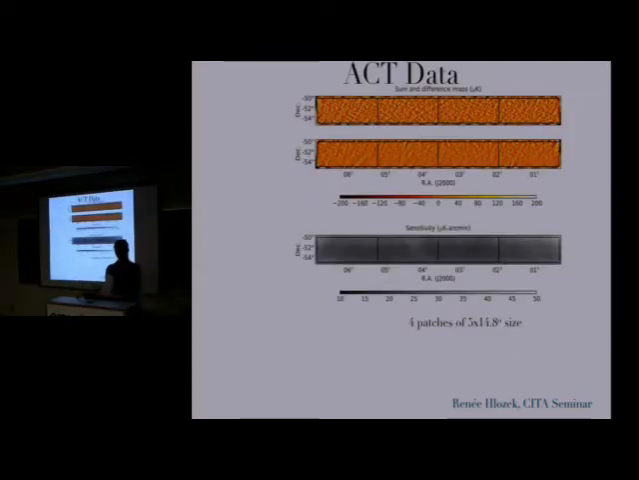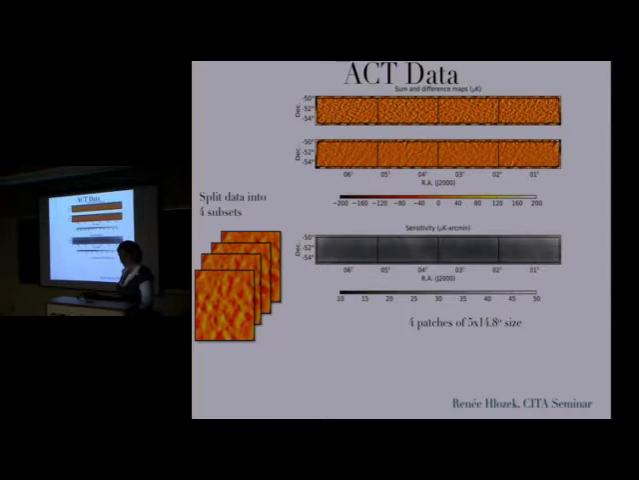Once you do that, you get a beautiful looking map like this. And so we need to go from that to a power spectrum. Now what we do with that is we take data which is broken into chunks, which we call time-ordered data. It's basically 15 minutes of signal.